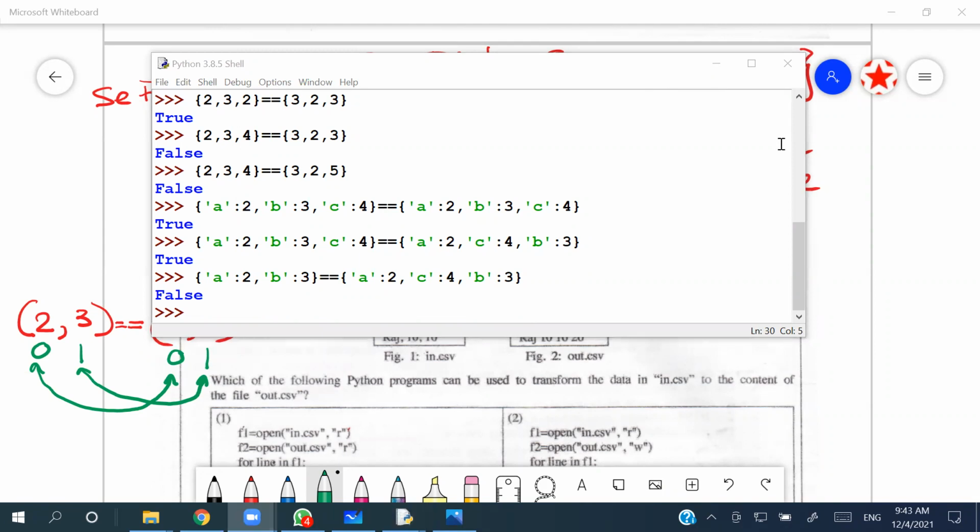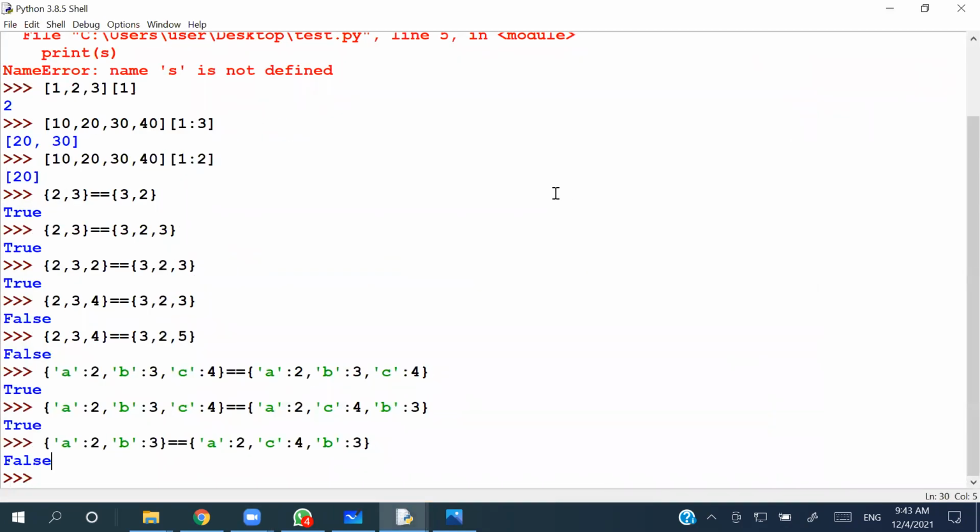So in case you want to write these examples down, I'll give you 1 or 2 minutes. We tried the set type here, so write down the set and the dictionary examples a little.